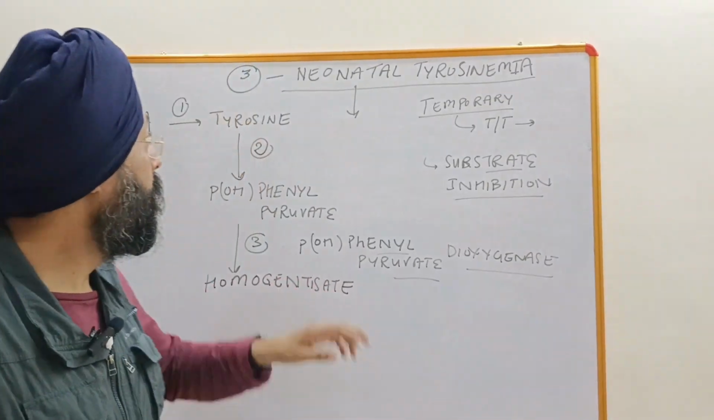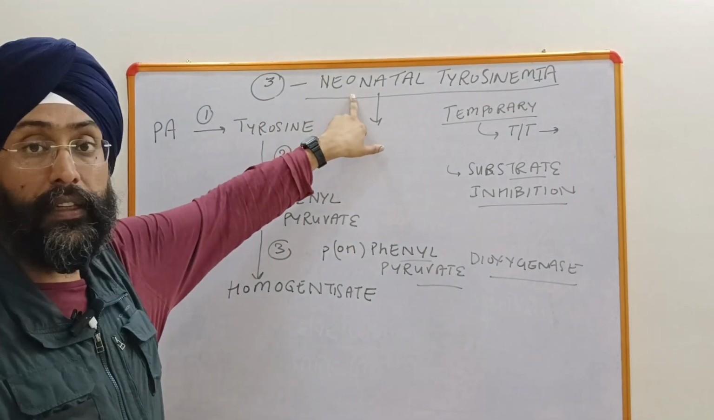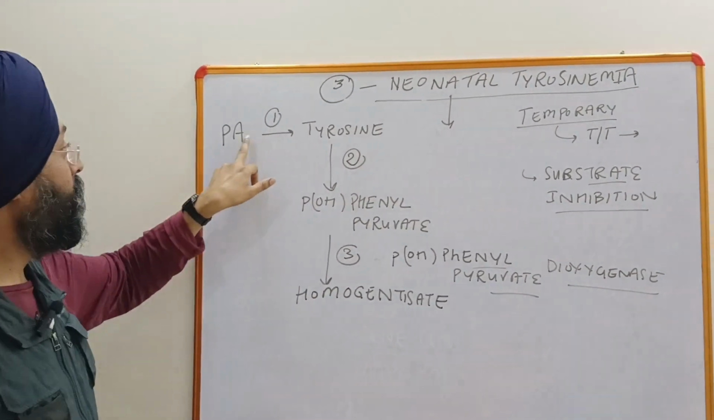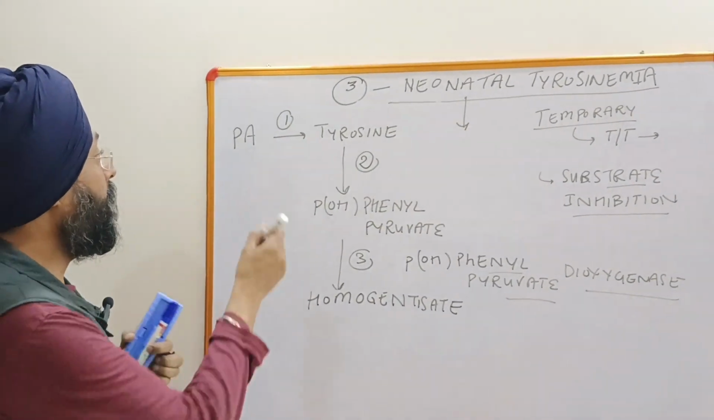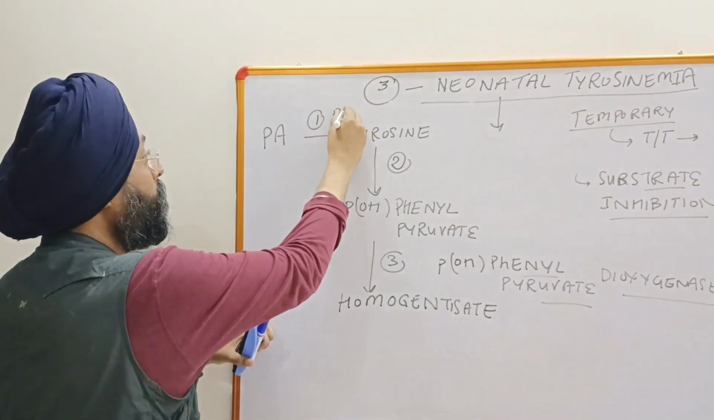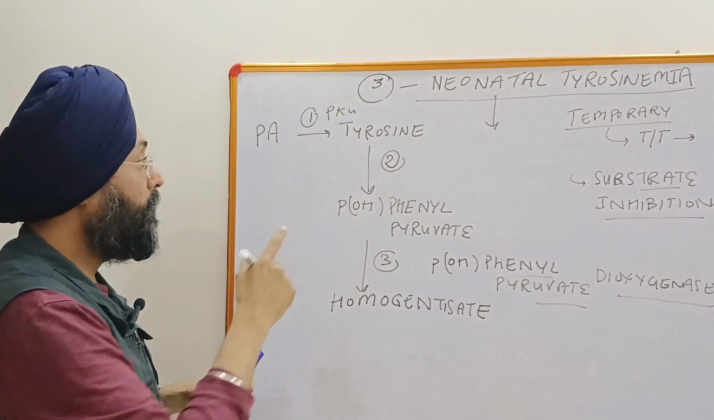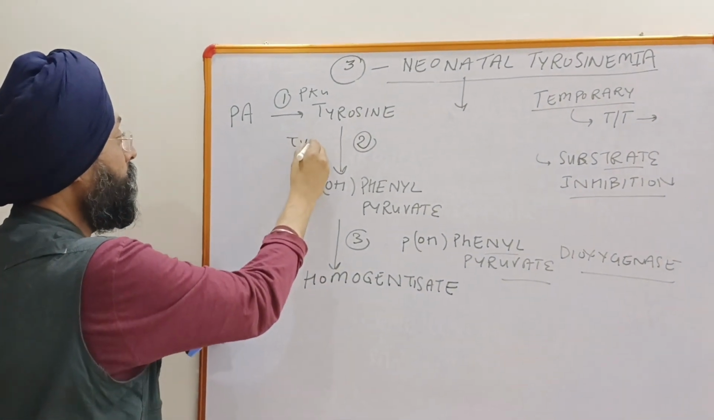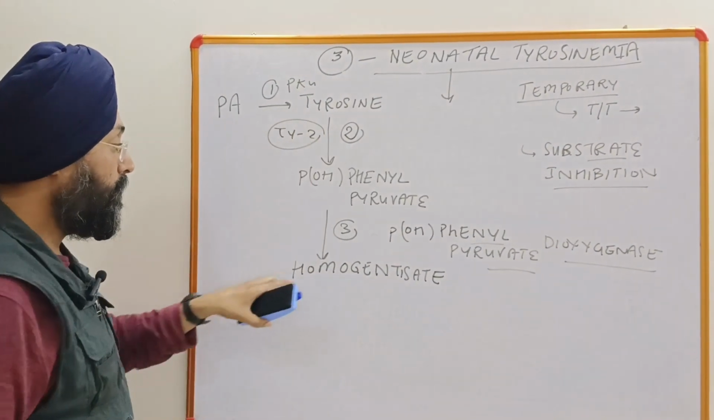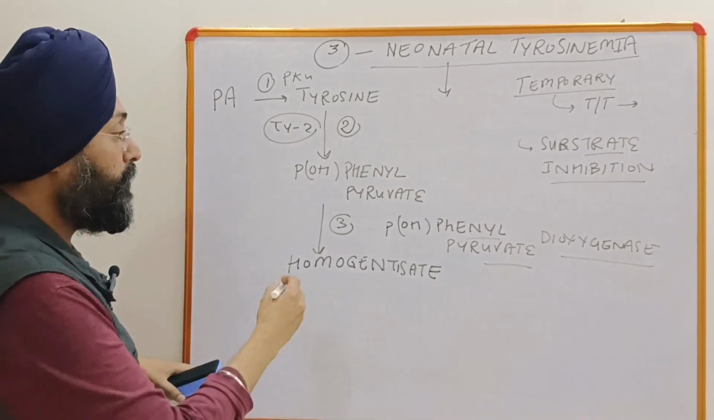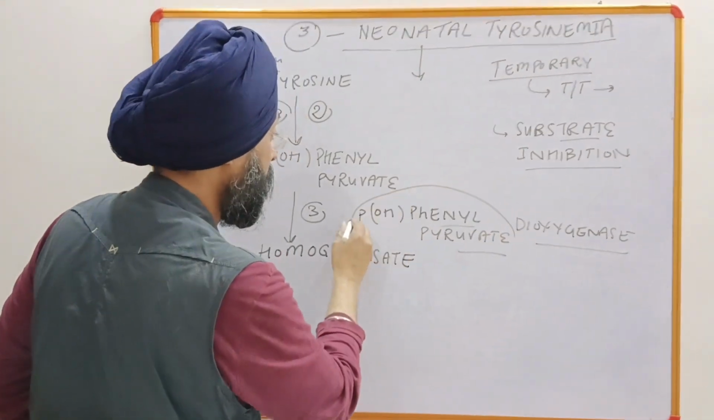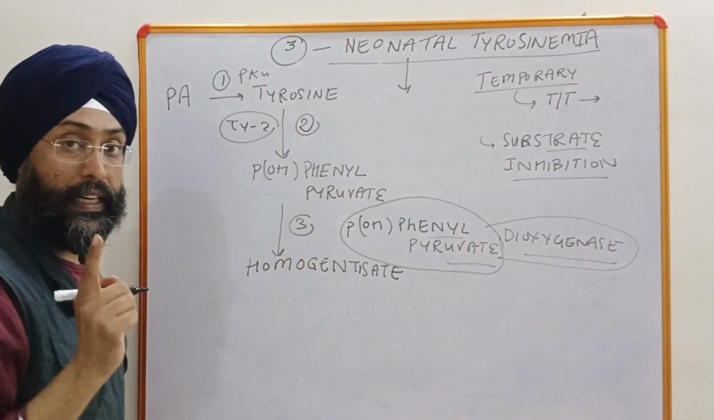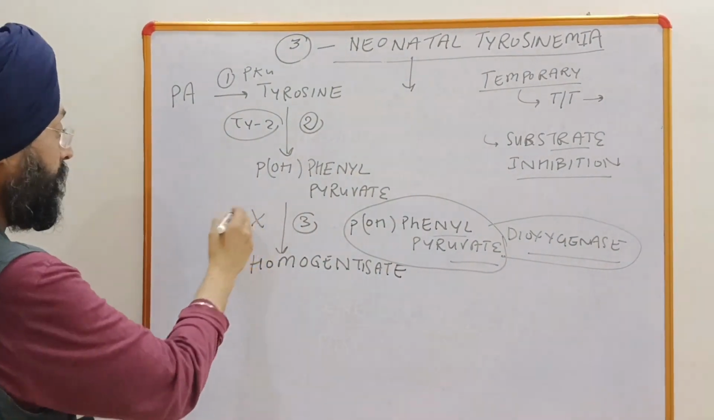Now coming on to the third disorder that is neonatal tyrosinemia, right? So the first enzyme was phenylalanine hydroxylase. The disorder was PKU, right? The second was transamination reaction. The disorder was tyrosinemia type 2. Now this is the third disorder where we have deficiency of this enzyme para-hydroxyphenylpyruvate dioxygenase, right? So here is blockage, right?